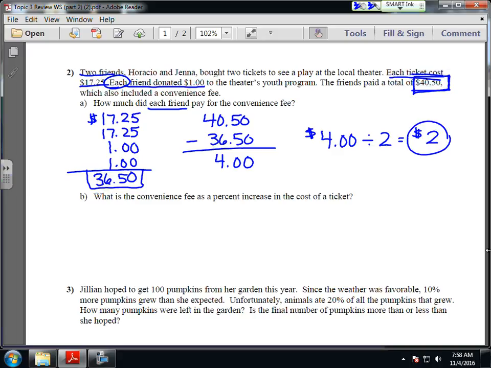Now we need to use some of this information to do part B. It says, what is the convenience fee as a percent increase in the cost of a ticket? Well, I know that they want us to find the percent, so they don't know it. How am I going to set up this side?